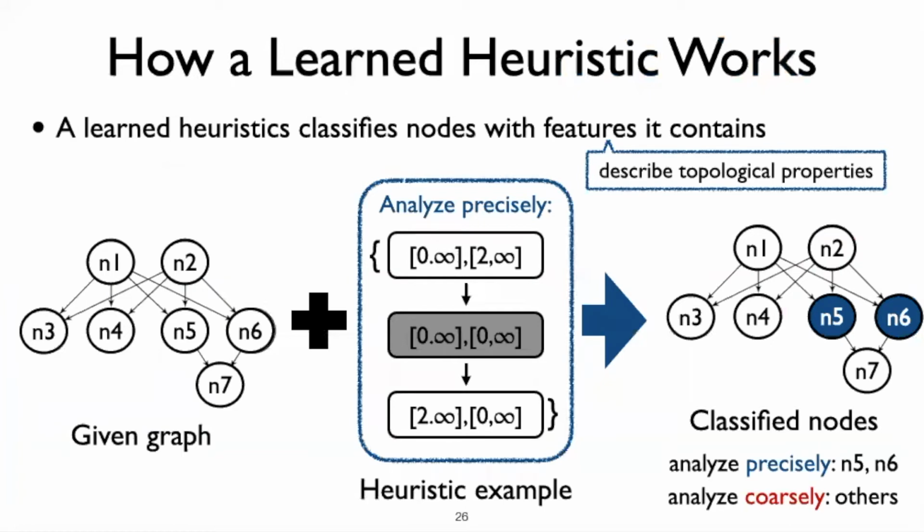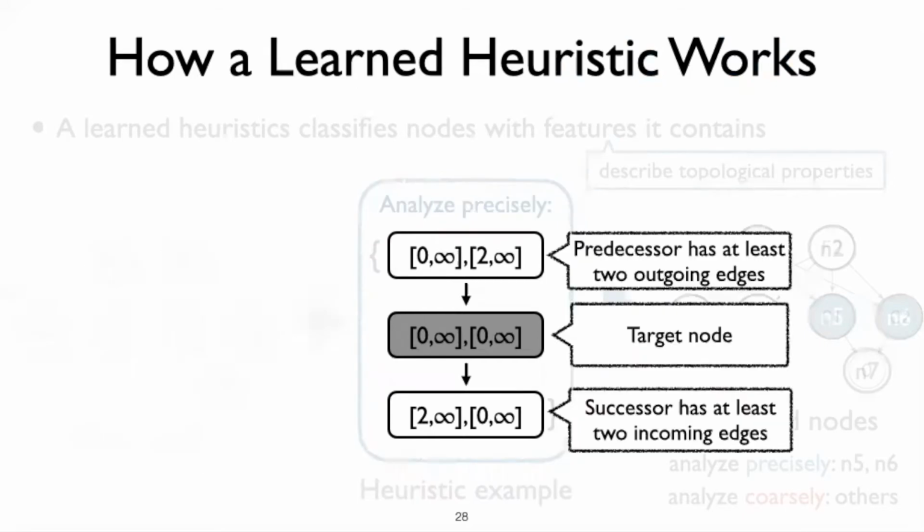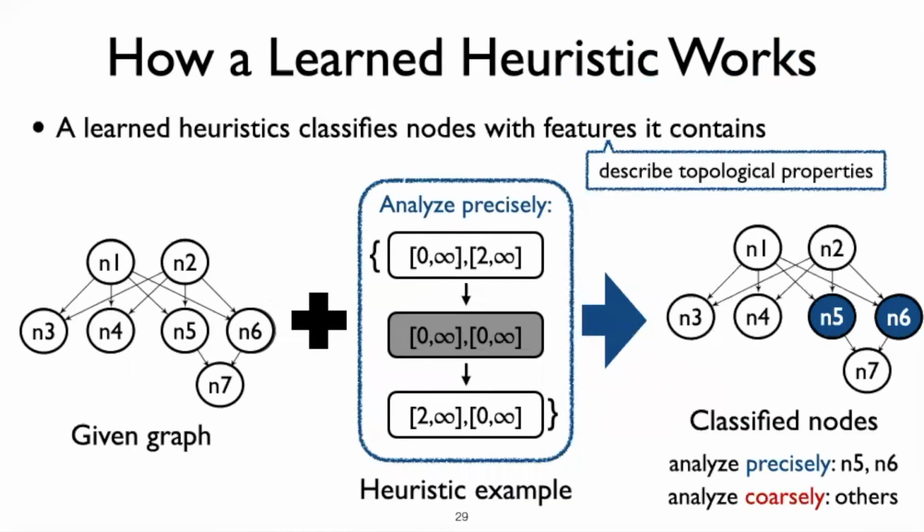Now, I will show how a produced heuristic classifies the nodes from a given graph with a simple example. Let's say a given graph consists of 7 nodes, and a given heuristic consists of a singleton set of a feature which presents nodes that need to be analyzed precisely. From the given graph, the heuristic finds the nodes matching the feature. The feature retrieves nodes of which a successor has at least 2 incoming edges and a predecessor has at least 2 outgoing edges. In the given graph, only the nodes N5 and N6 satisfy such property. All the other nodes are not selected as they have no successor or predecessor. Thus, in such classification, only the nodes N5 and N6 will be analyzed precisely in the main analysis, while the others are not.